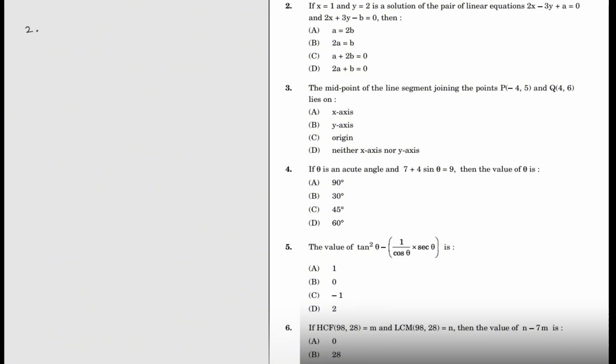Now we'll go to the second question. Given that x is equal to 1 and y is equal to 2 is a solution of the pair of linear equations 2x minus 3y plus a is equal to 0 and 2x plus 3y minus b is equal to 0. Then the options are: a is equal to 2b, 2a is equal to b, a plus 2b is equal to 0, 2a plus b is equal to 0. Okay, this looks simple.